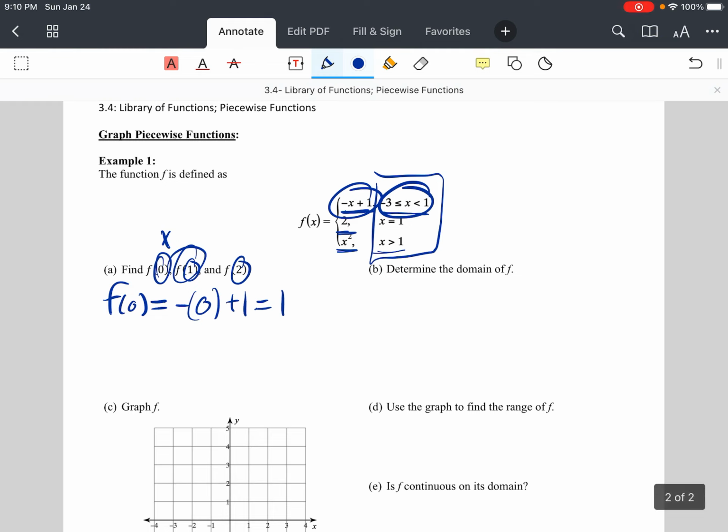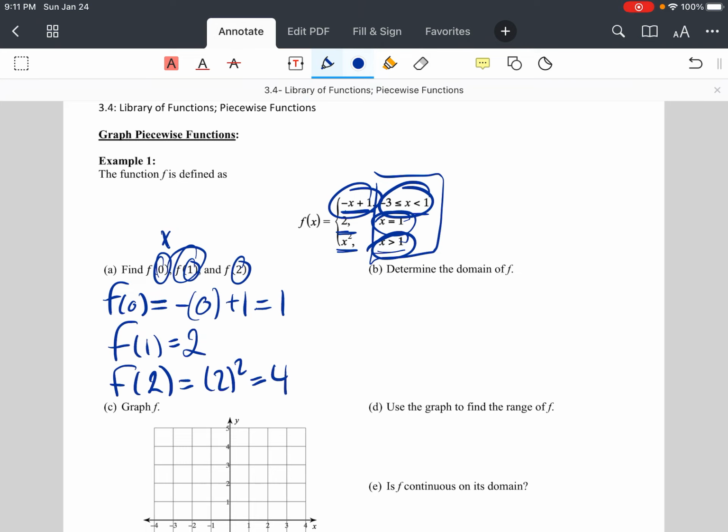So now, if we're looking at this next one, f of 1, okay, when x is exactly 1, we know that the solution is simply 2. So f of 1 is equal to 2. Okay, and then the last one, we've got f of 2 is equal to, right? And so now we've got x is greater than 1, so we're going to plug it into x squared. So we've got 2 squared, well, 2 squared is 4.